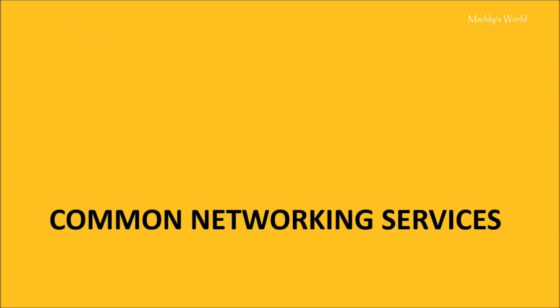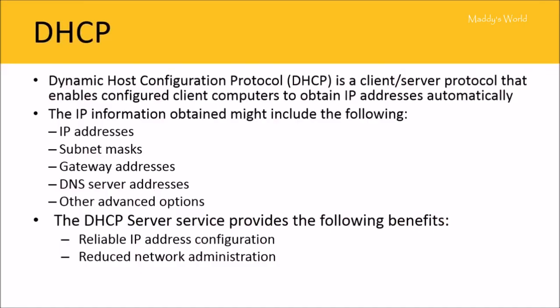Without further ado, common networking services. So DHCP, or Dynamic Host Configuration Protocol, is the protocol that enables our computers to obtain IP addresses automatically. And so the IP information obtained is probably going to include your IP address itself, a subnet mask, a gateway address for your default gateway device, the router, and then your DNS server address. We'll talk about what the domain name system is in detail here in a little bit. And then there are some other advanced features and options as well that can be included with DHCP.